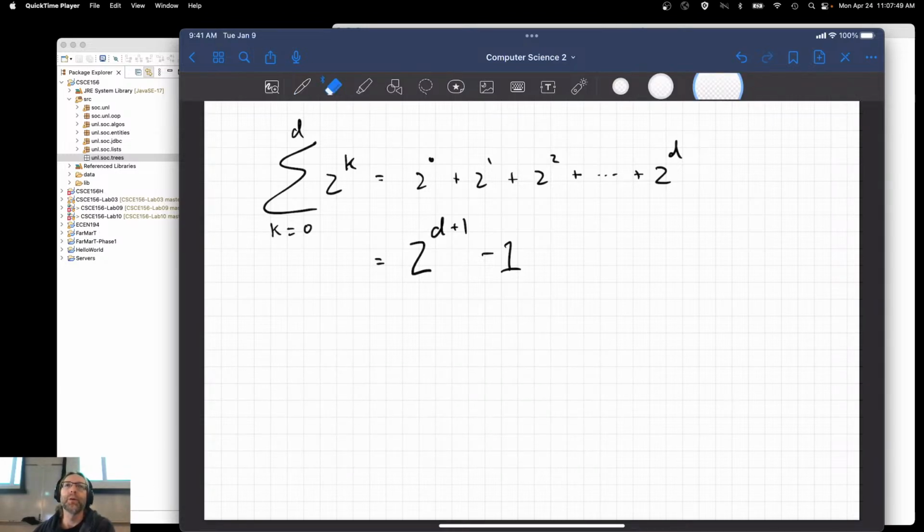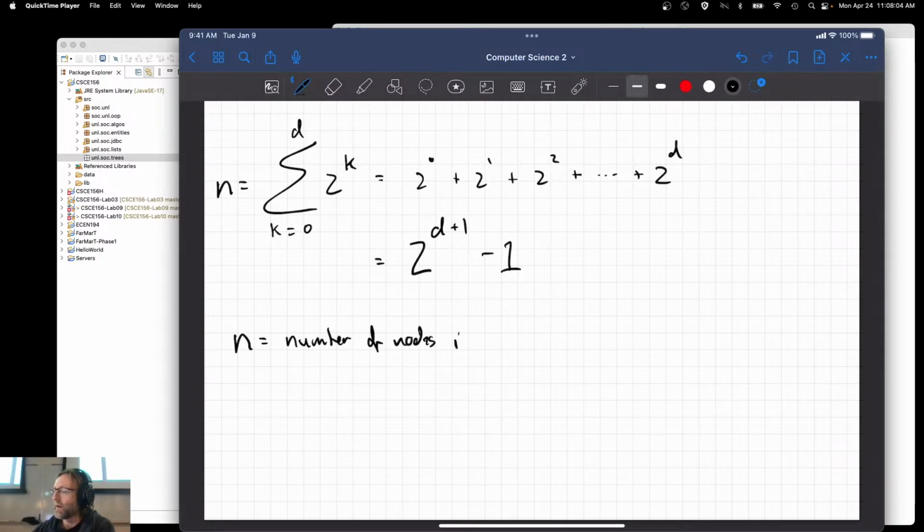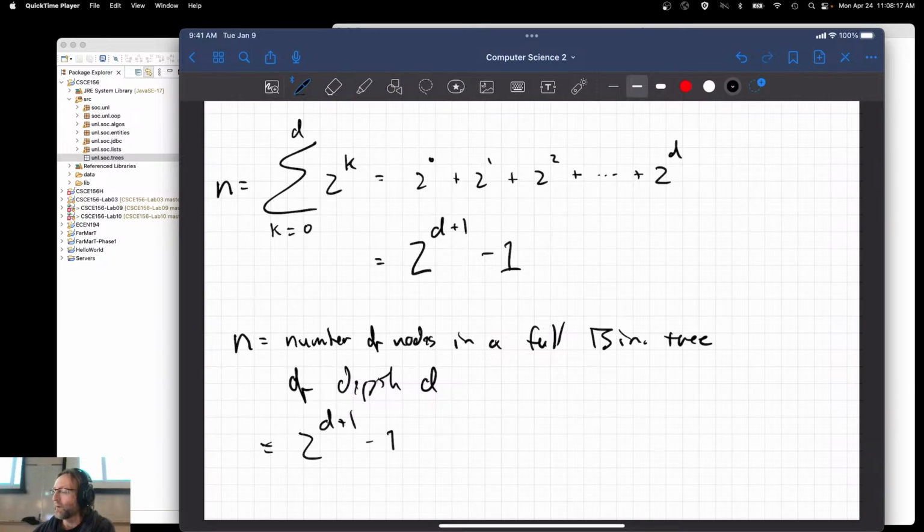You won't need that general purpose one there. This is all we're interested in. Okay? So my values here, where n is equal to the number of nodes in a full binary tree of depth d, is equal to 2 to the d plus 1 minus 1.